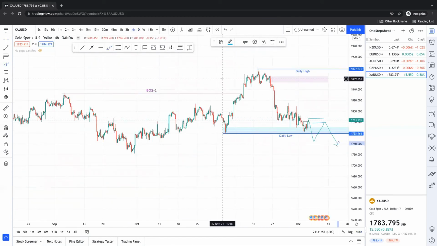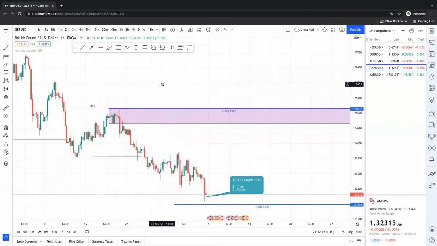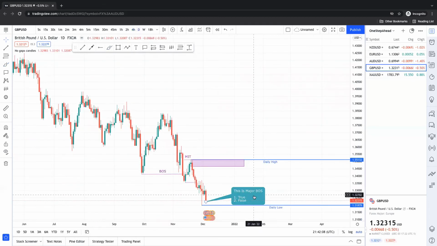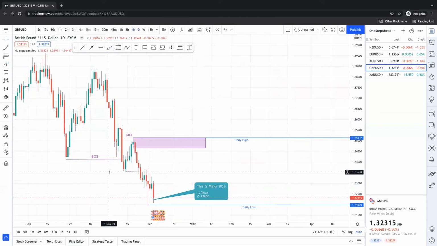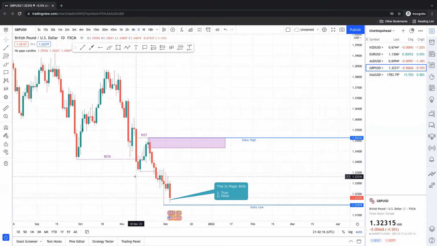This is for the gold actually, and let's for the pound dollar. Yeah, so for daily, for the pound, actually haven't changed too much from the last week. Only thing we do have lower time frame plays. This low also isn't broken yet, and probably will break tomorrow.